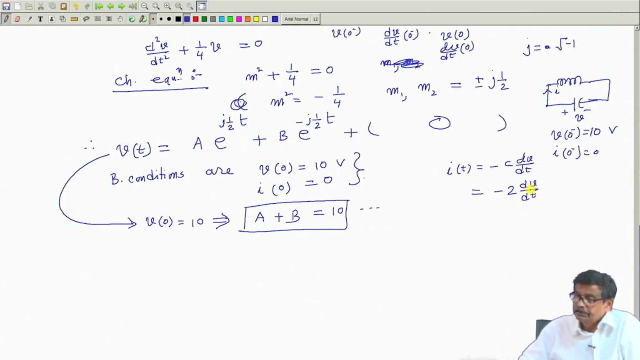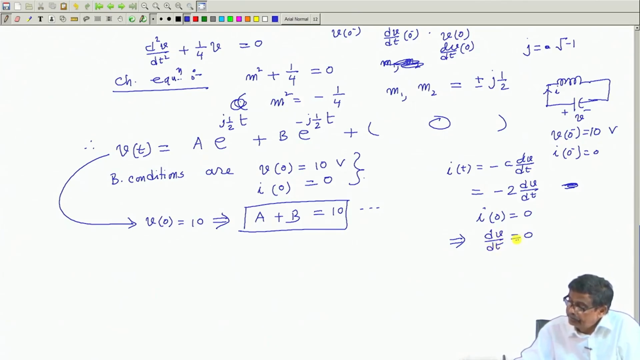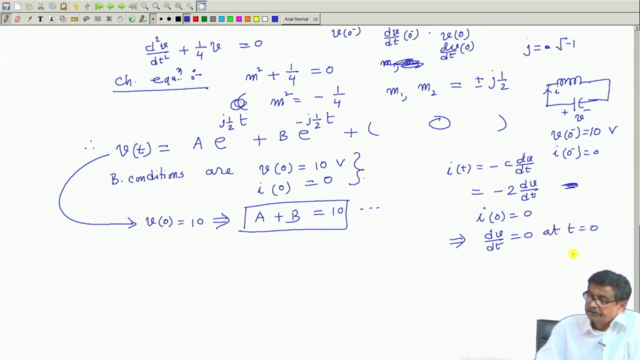This is the expression of the current. So, this current has to be 0, I 0 is equal to 0, which implies that dV/dt must be equal to 0 at t equal to 0, these two conditions.